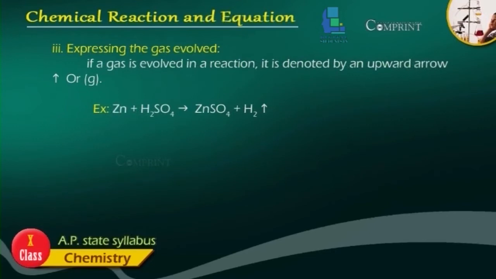Number 3. Expressing the gas evolved. If a gas is evolved in a reaction, it is denoted by an upward arrow or g. Example: Zn + H2SO4 gives ZnSO4 + H2.